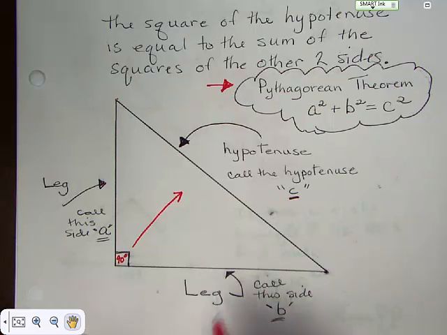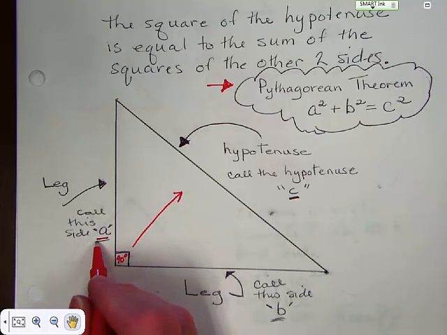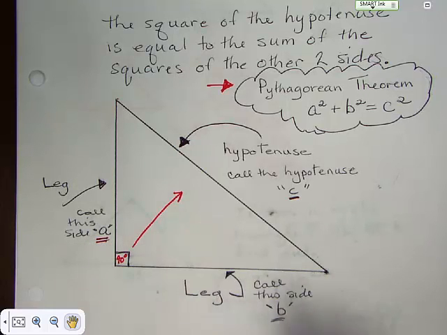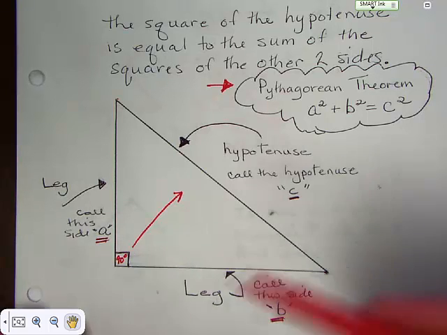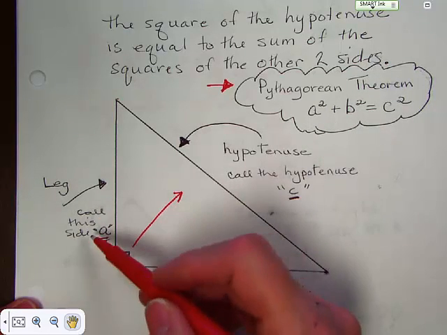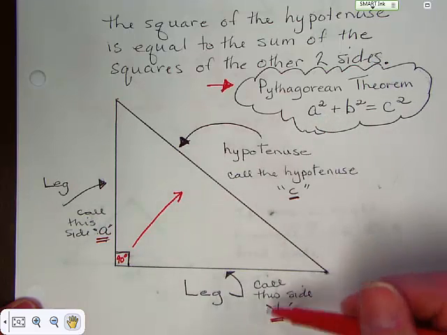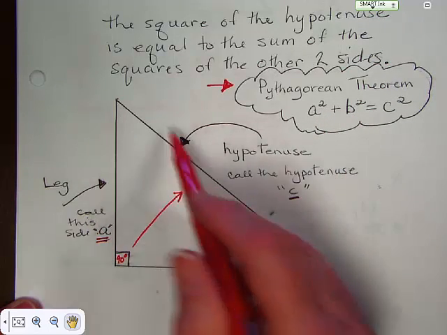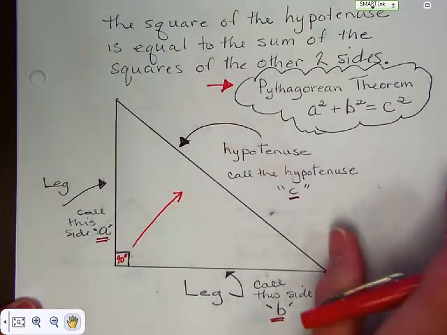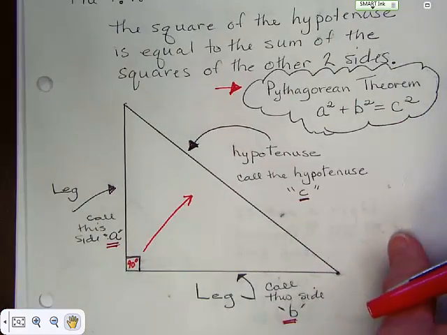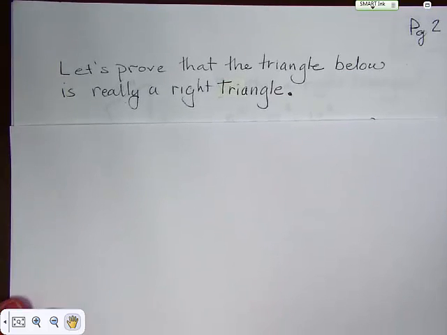Now, there's two legs and a hypotenuse to every triangle. This side we will call A, and this is a leg, and this leg we will call B. So it coordinates right with the Pythagorean Theorem. This side squared plus this side squared equals this squared. Not really too bad. Okay? Now, let's try to prove some triangles as right triangles. We will use the Pythagorean Theorem to do that.